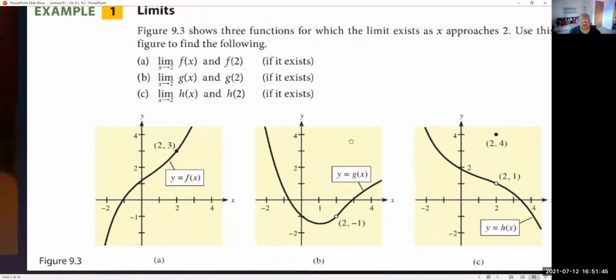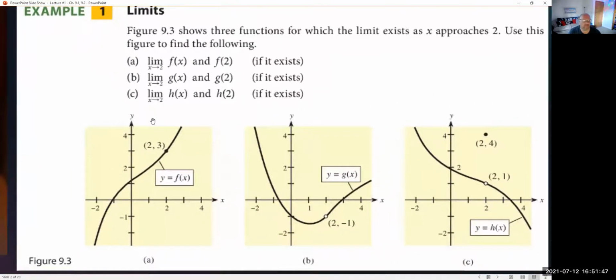I want you to look at these 3 cases here with me, okay? And in these 3 cases, I want to point out very important things. First, in the first graph, you'll see right here, we have a point on the graph. That point happens to be 2, 3. There are 2 different ways to talk about that very point. You could say f of 2 is 3.